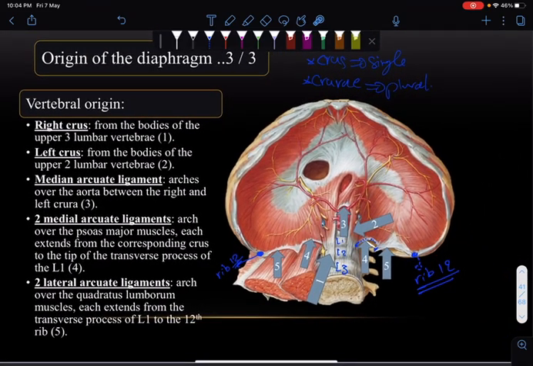Part 3, vertebral origin. First, we need to know: crus is singular, crura is plural. Here, the right crus is the name of a ligament. So the right crus arises from the bodies of the upper 3 lumbar vertebrae, lumbar 3, 2, 1, and then here thoracic 12. So thoracic 12 and lumbars 1, 2, and 3.